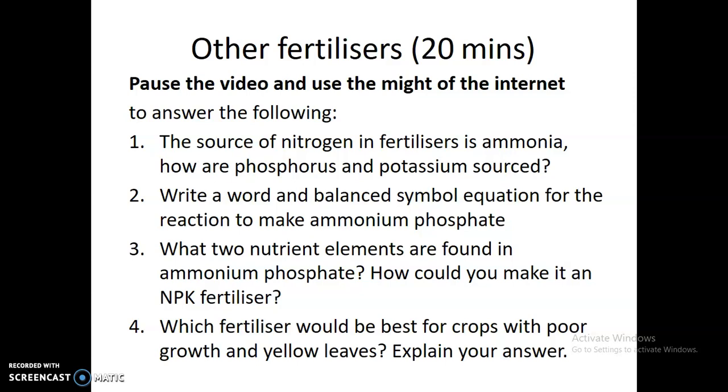Right, last question then. What fertiliser would be best for crops with poor growth and yellow leaves? Explain your answer. Well, really, you're looking at a deficiency there of nitrogen primarily, yellow leaves, poor growth. So you're going to want to chuck in an ammonium salt. Ammonium nitrate would be brilliant. You might want to go down the route of ammonium phosphate because phosphorus is also involved in growth. But I think the ideal answer is ammonium nitrate because there's tons and tons of nitrogen in that compound, and we'll look at that a wee bit later.